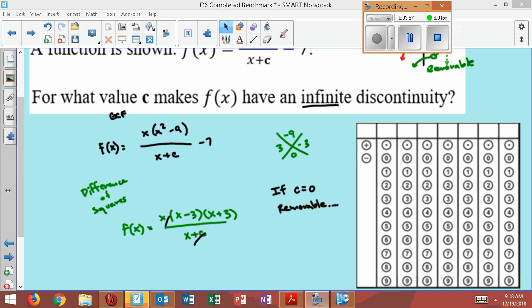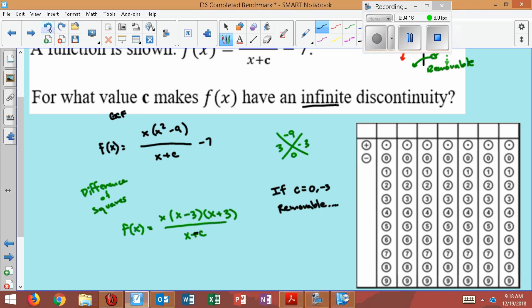Okay, let's try this again, though. What about if c was negative 3? If c was negative 3, again, this would become negative 3, and guess what we could do? Those could cancel out there. So it cannot equal negative 3 either, or else we'd have removable. And what about if c equaled positive 3? If c was positive 3, again, we have this, and those would cancel out. So all three of those would be removable discontinuities. So those are answer choices that you have.